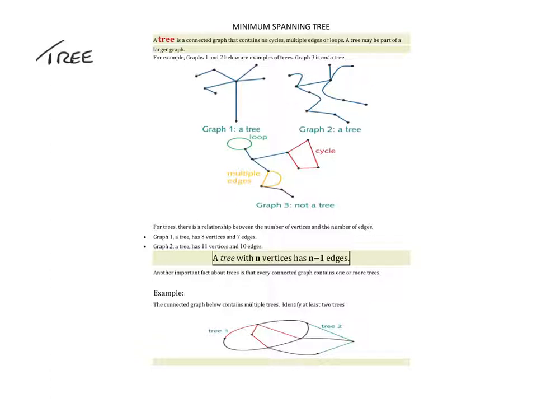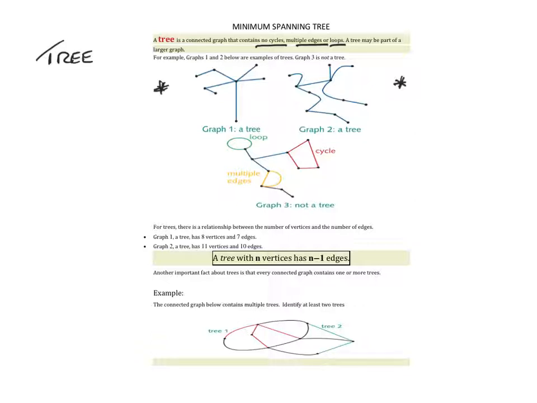It is part of a bigger connected graph, but the only criteria is that it cannot contain any cycles, multiple edges or loops. So looking at this first one here, it is a tree. It's got quite a few vertices there, but it doesn't have any loops, cycles or multiple edges. Here's a bigger tree, again going through many vertices, no loops, multiple edges or cycles.